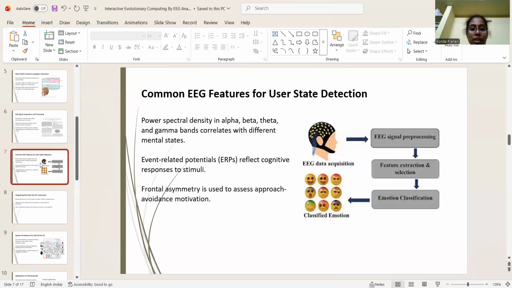Common EEG features for user state detection: different EEG frequency bands represent different mental states. For example, alpha waves relate to relaxation, and beta waves relate to focus. Theta waves relate to drowsiness. Event related potentials can also be used to understand the emotional and cognitive responses of the user.